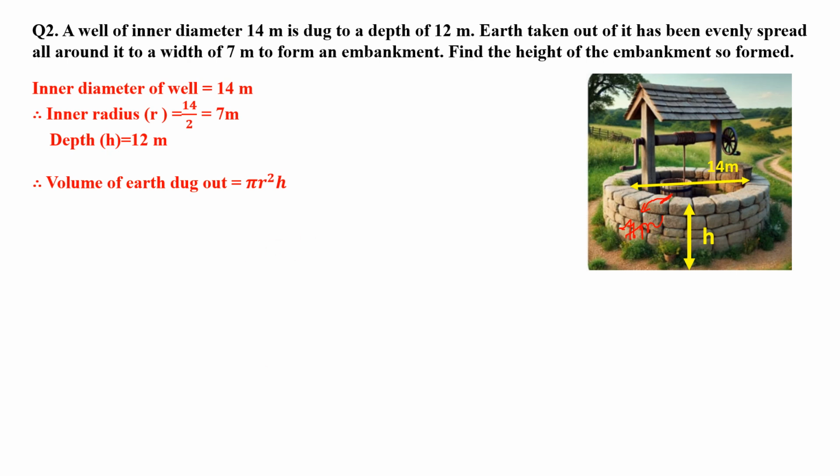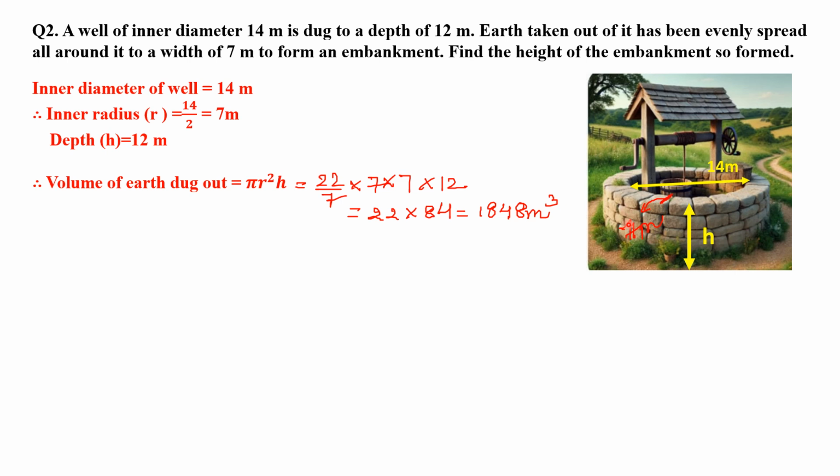And now let's find the value. The value of pi will be 22 by 7. Radius is 7, so 7 into 7. And height is given as 12. So from here if you calculate, 22 into 7 into 12 is 84, and from here you will get the volume as 1848 meter cube. So this is the volume of the earth which is taken out, and this only they have used to form the embankment.